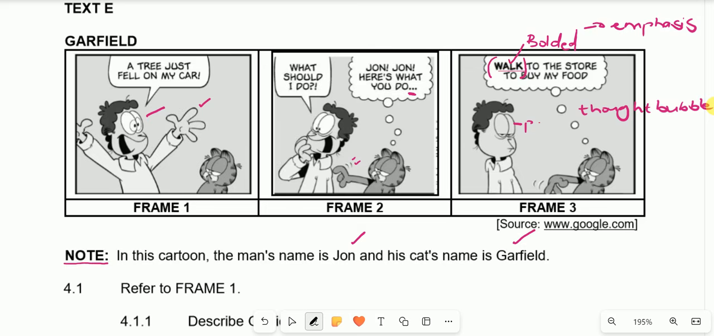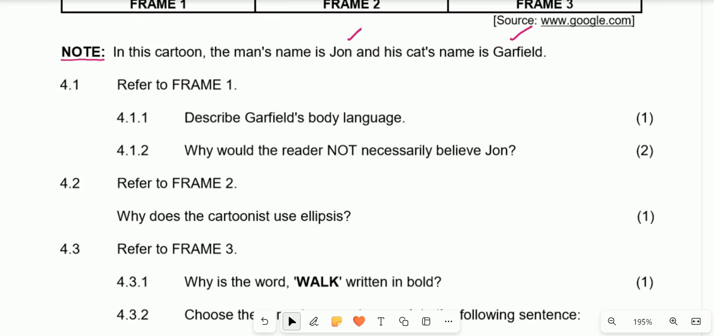It shows disappointment, because perhaps he thought that Garfield would sympathize with him and say, okay, no, it's fine, there's no need for you to get me food. So once you have done that, then that's when you can go to the questions. Now let us go to the questions.